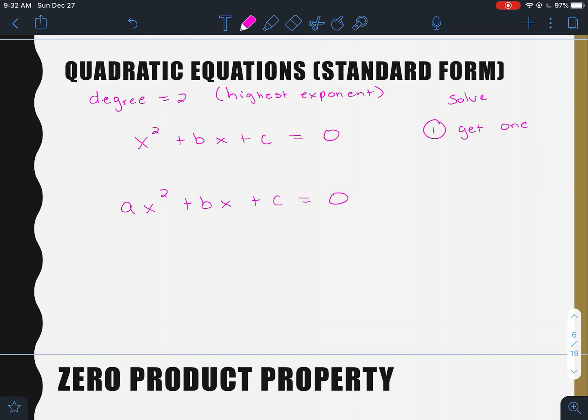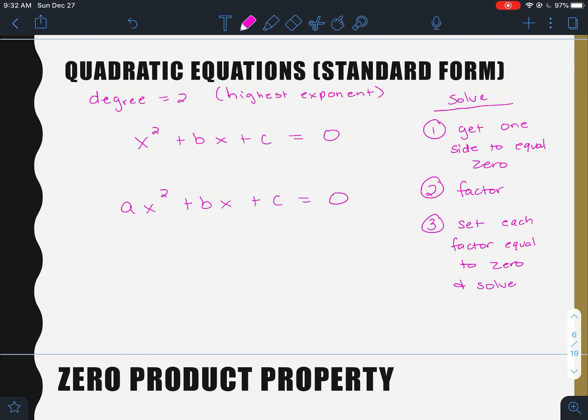What we're going to do to solve these, step 1 is you want to get one side to equal 0. So you want one side of your equation to equal 0. Then step 2 is you're going to factor. And then step 3 is you're going to set each factor equal to 0 and solve. That's using what we're about to talk about. That's the zero product property.